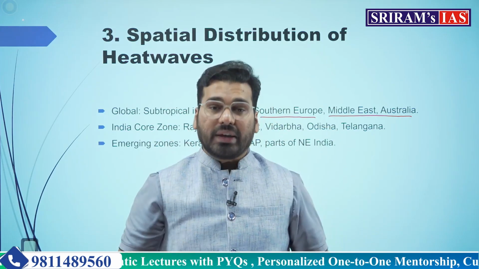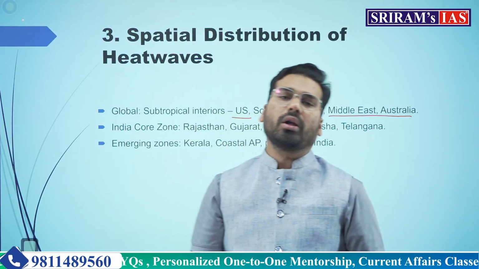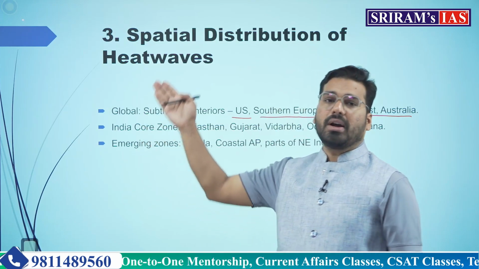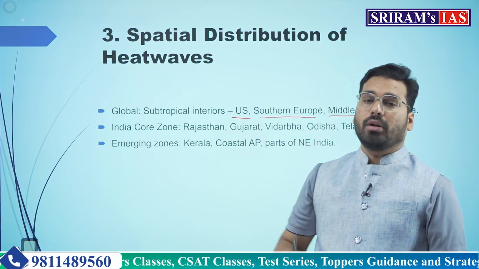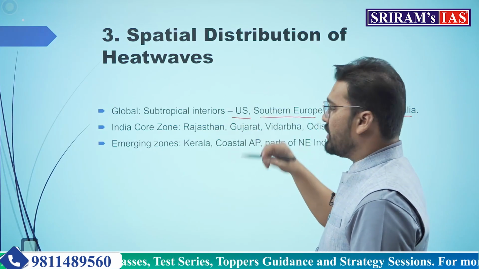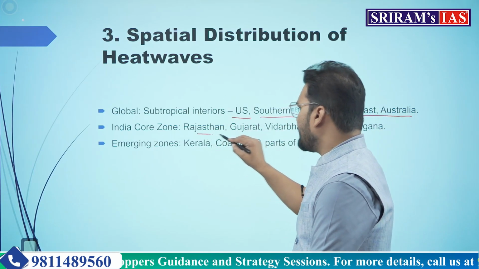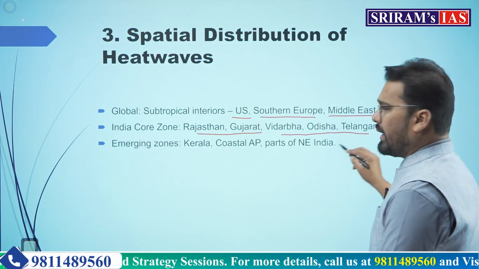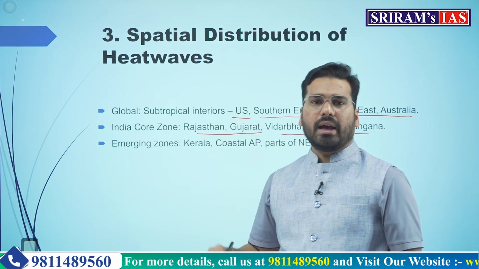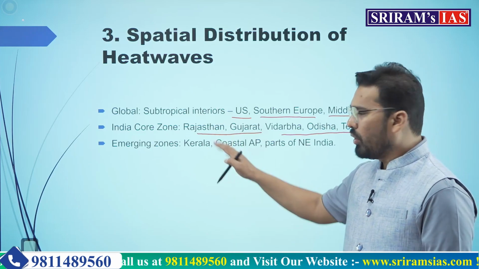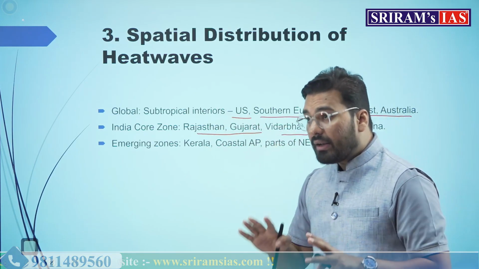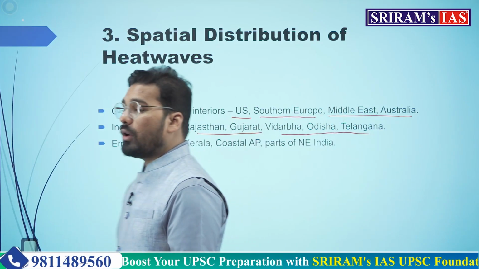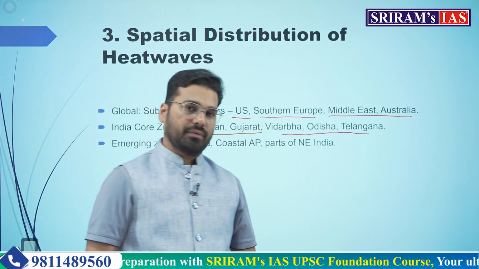The concept of heat dome and omega blocking, they have been all in news because of heat domes occurring in Canada, in Europe and in Australia. So there have been lot of occurrence of these heat waves in those regions. In India, the core zone is obviously Rajasthan, Gujarat, Vidarbha, Odisha and Telangana. All these places, generally your Delhi and western UP region also, they have lot of heat waves. Emerging zones, new zones which are not supposed to have heat waves, but they are also now having heat waves.